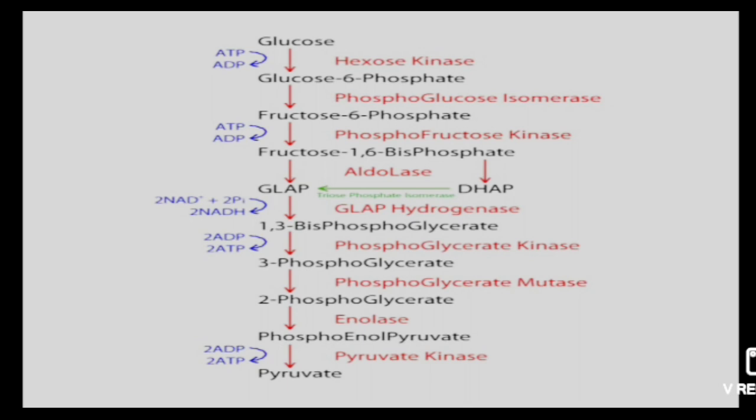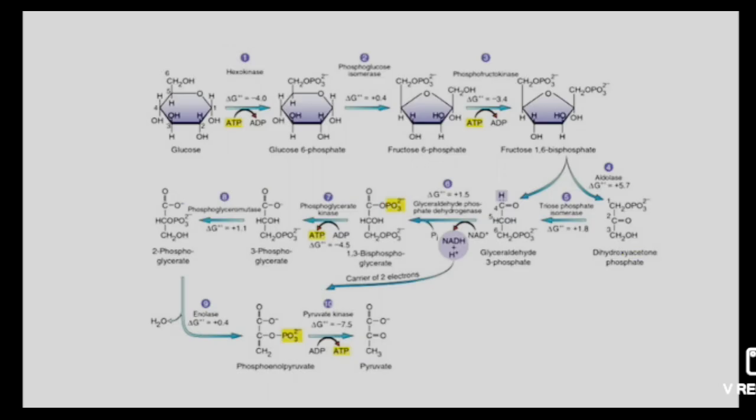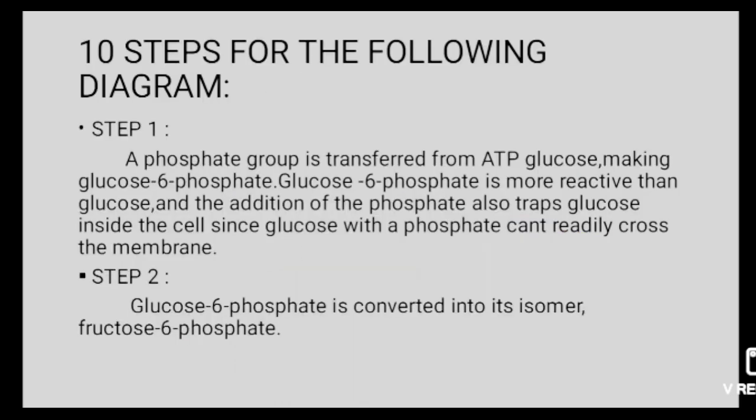In this step of the reaction, we get 2 ATPs, that is adenosine triphosphate. This is the complete flow chart of glycolysis. This is the chemical structure of glycolysis. Glucose is converted into glucose 6-phosphate, and fructose 6-phosphate is isomerized to fructose 1,6-bisphosphate and split into glyceraldehyde 3-phosphate and dihydroxyacetone phosphate, and then converted into 1,3-bisphosphoglycerate, 3-phosphoglycerate, 2-phosphoglycerate, and finally we get pyruvate from this step of reaction. In the following chart, we see the 10 steps of the reaction.